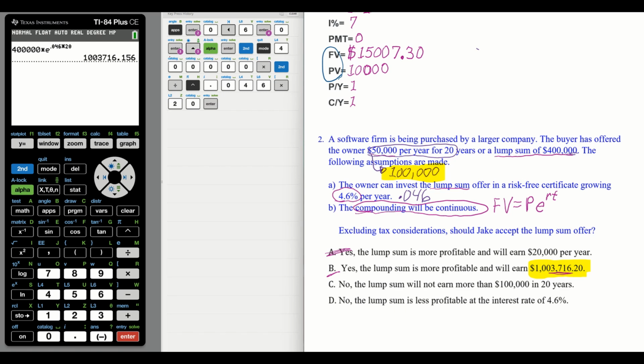So now let's look at what it says for C. No, the lump sum will not earn more than 100. Nope, that's just not true. D, no, the lump sum is less profitable at the interest rate. Well, that's not true because we just proved it is. So yes, this is the one that we need. Makes sense.